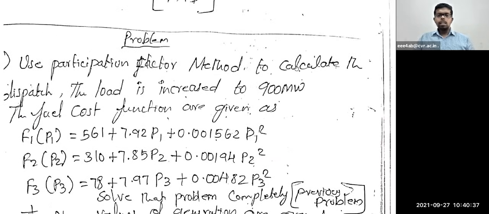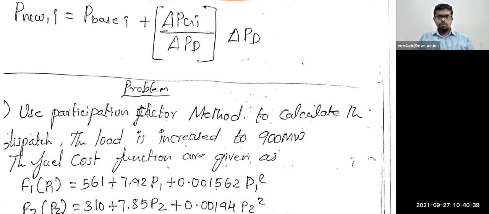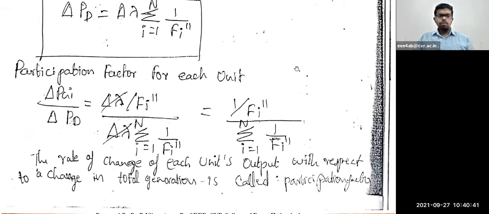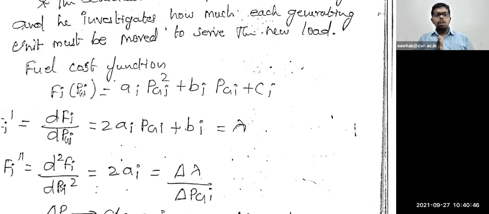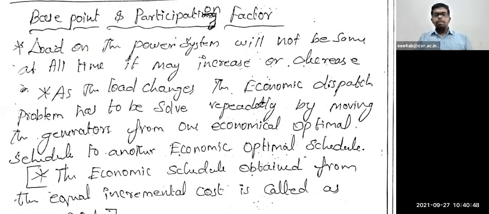So coming to the algorithm, the last class, what we have seen, like base point and participation factor method. If you see, the load on the power system will not be the same at all times. It may increase or decrease. It will not be the same. During the operation of the power generators, it might be changing. Sometimes it might be increasing, sometimes it might be decreasing.